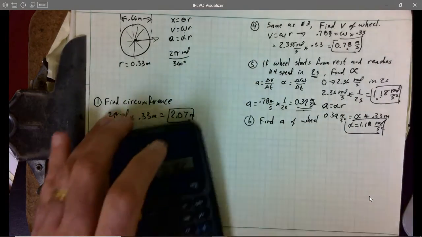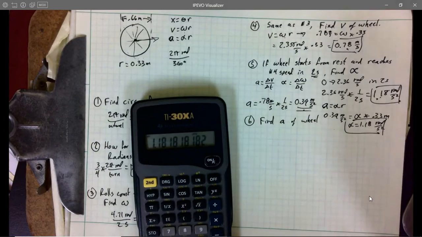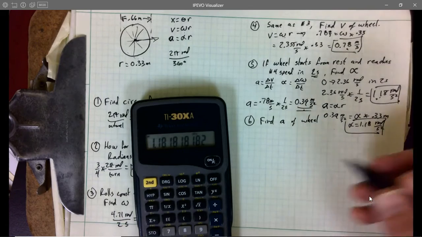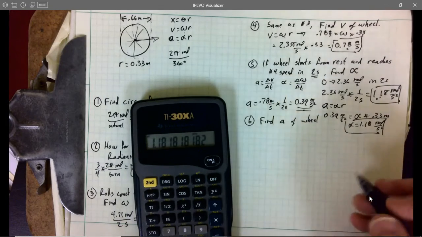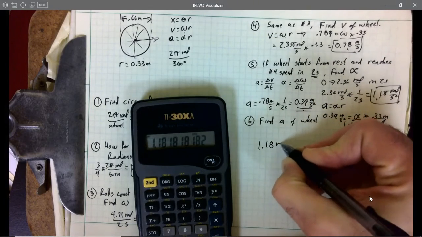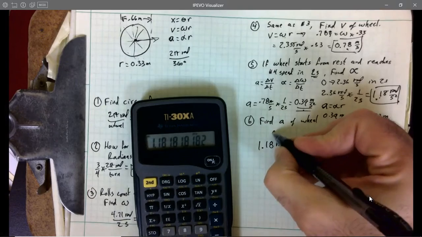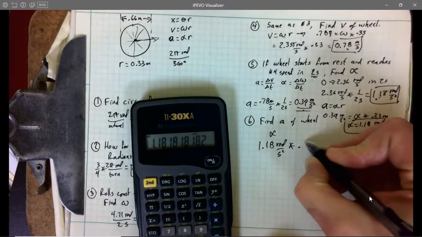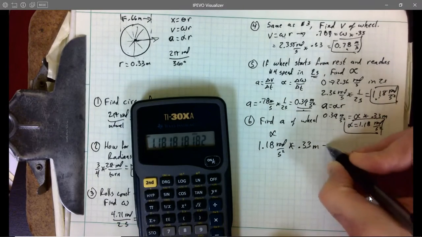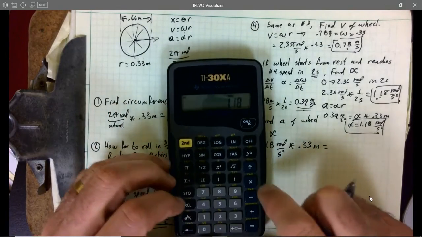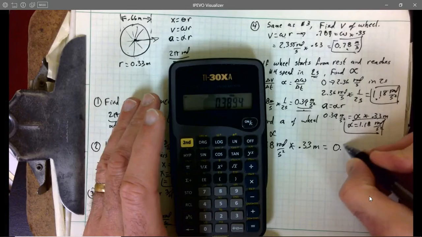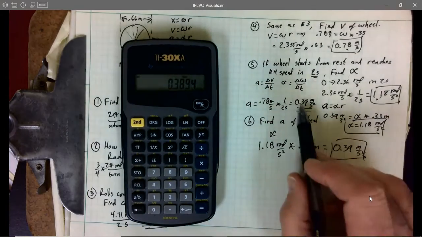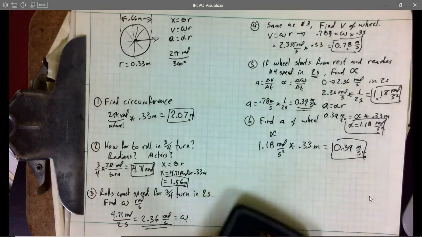Okay, very handy thing. Now we can work it backwards. If we have figured out by whatever method that the angular acceleration of the wheel is 1.18 radians per second squared, we can work backwards and get the linear acceleration. So 1.18 radians per second squared, that's alpha, the angular acceleration, times the radius of the wheel, which is 0.33 meters, is 1.18 times 0.33. Comes out to be 0.39 meters per second squared. Same thing. Okay, so we can work these forward and backwards, and it's useful to be able to do that.